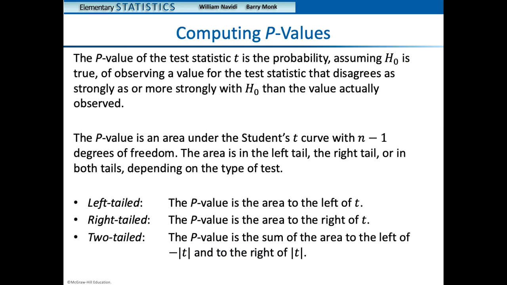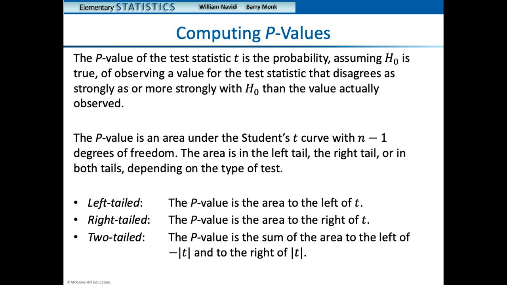So let's talk a bit more about the p-values. The p-value of the test statistic is the probability, assuming that the null hypothesis is true, of observing a value for the test statistic that disagrees as strongly or more strongly with the null hypothesis than the value actually observed. So that is a basic definition of the p-value. It's basically saying if the null hypothesis is true, what is the probability of observing this specific sample mean?